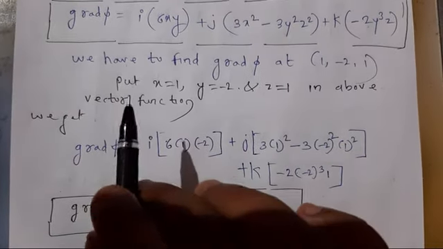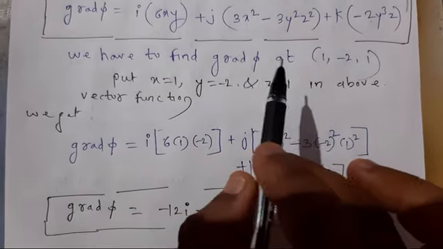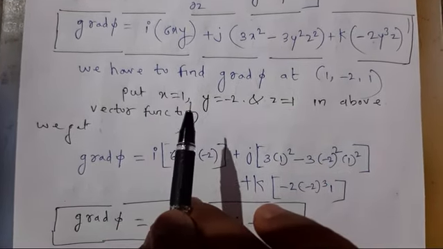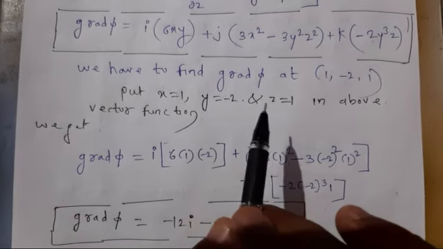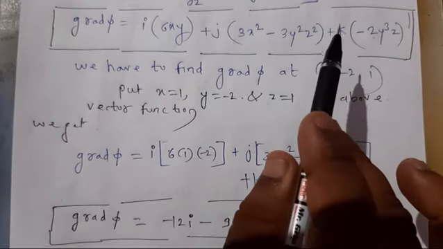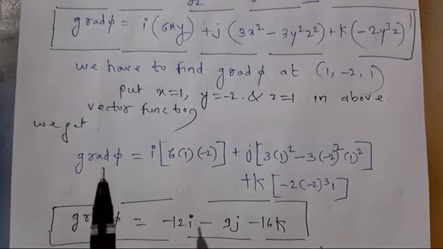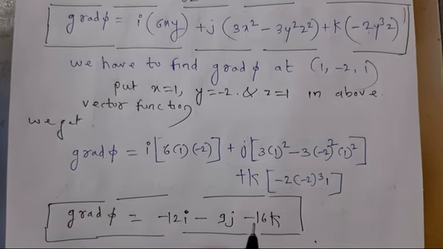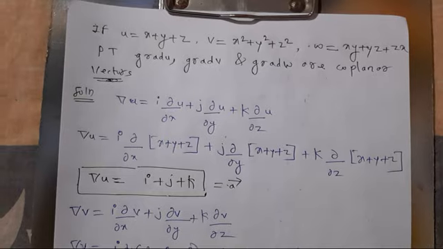So our question is, we have to find the gradient of phi at the point (1, -2, 1). For that I will put x equal to 1, y equal to minus 2 and z equal to 1 in this equation. So I will get gradient of phi equal to minus 12 i minus 9 j minus 16 k.